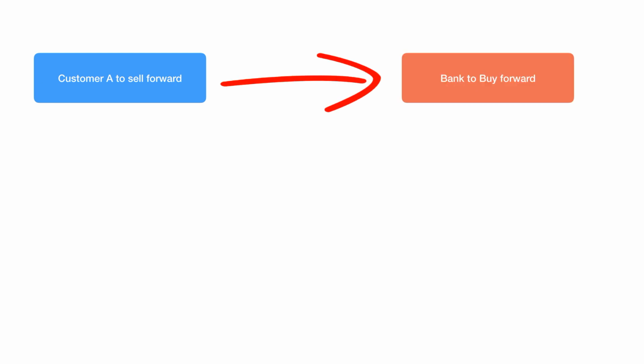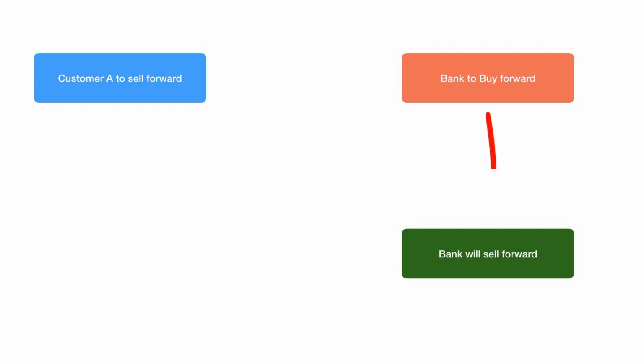Let us say customer A enters into a forward contract to sell the dollars to the bank. The bank will immediately enter into another contract in the market to sell the dollar forward. This is because the bank, when it enters into a forward contract with the customer, is committing itself to take delivery of dollars at a particular rate on a particular date, that is the forward date. What's the bank going to do with the dollars? Obviously, it's going to sell it.